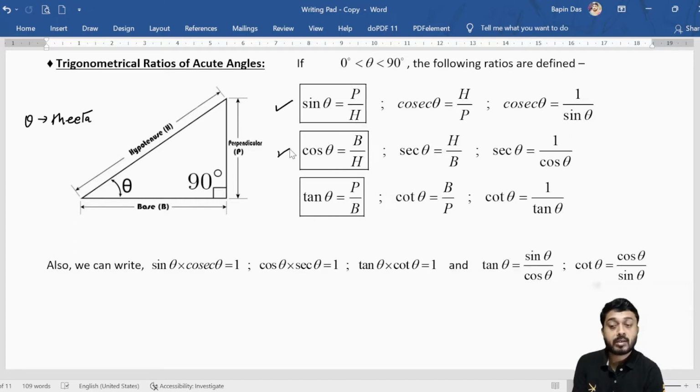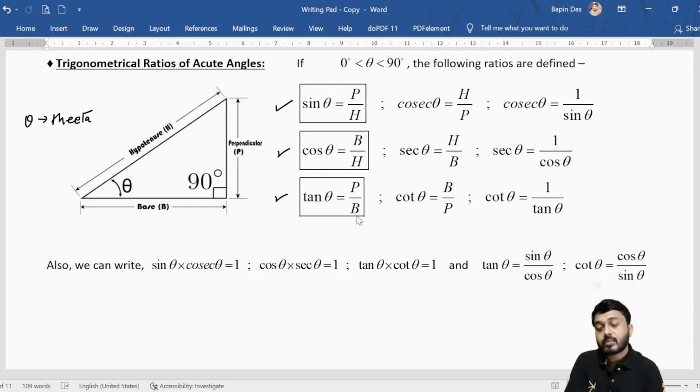Second one is cos theta. The full form of cos is cosine, but we make use of the short forms in writing and in speaking, always, everywhere. Sin theta is equal to perpendicular upon hypotenuse, and cos theta is equal to base upon hypotenuse. The third one, tan theta, is equal to perpendicular upon base.